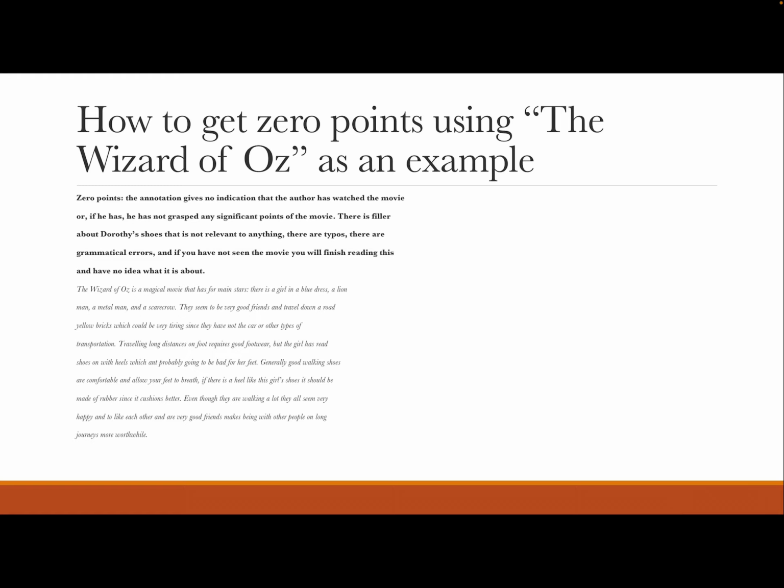Okay, so a lot of problems with this one, right? As I say up above, there's no evidence that they've even seen the movie. They have not mentioned any significant points in the movie. They don't even know the names of the characters. They've fixated on Dorothy's shoes and just decided to kind of kill time with that and focus on footwear, which has nothing to do with the story. There are typos, grammatical errors, and so basically, when I'm done reading this, I don't know anything more about the movie than I did when I started. So you want to avoid this when you're talking about your source. If I have no idea what the point of the source was or anything significant that came out of it, then you will not get the credit.